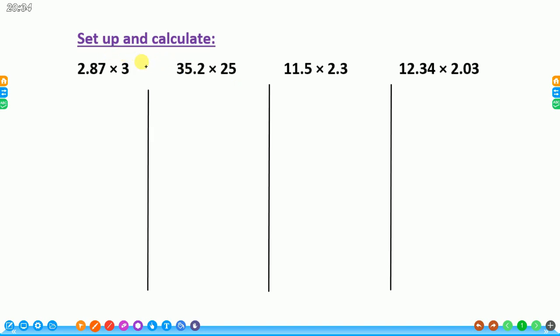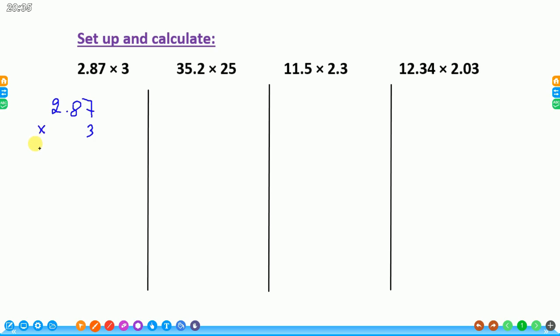Now let's solve some examples. Set up and calculate 2.87 times 3. So when we set up, we don't have to line up the numbers correctly. We just line up the numbers from right to left. So we write 3 below the 7 to the right.